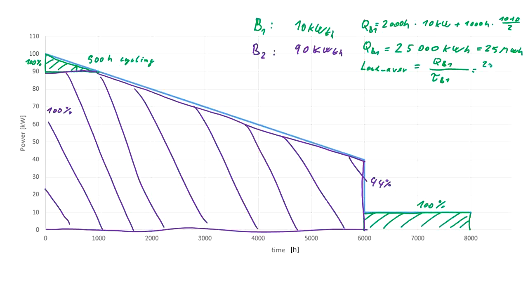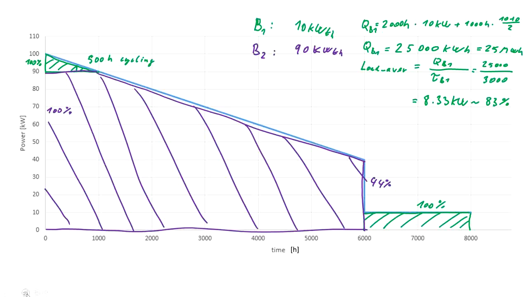So it's 25,000 kilowatt hours divided by the 2000 plus 1000 hours, so 3000 hours. So it's 8.33 kilowatts, which is 83% of the full load.